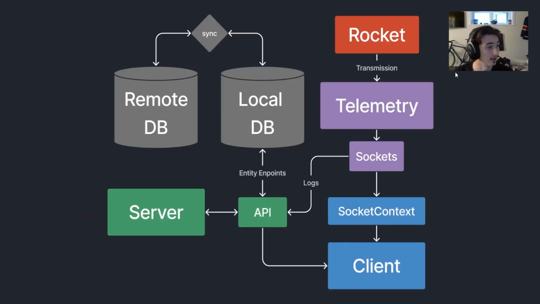Here's a little nitty gritty, similar sort of thing, but a little bit more. So rocket, telemetry, sockets, socket context. This is a file in ground support or in the front end, and then directly to the client, and then client can talk to API, set all these entity endpoints and stuff like that.